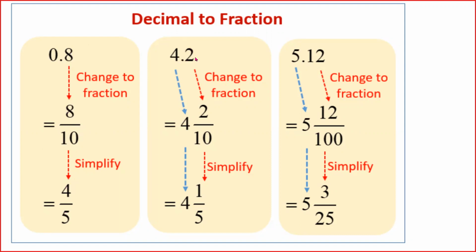Here we have 4.2. It's 4. I will write it. Then I'll change this one to a fraction. So I will say 2 over 10. And the last one here, if I have it as 5 and 12, I will say 5. And then how many numbers after the decimal point? They are 2, so I will write 100. And what are the numbers? They are 12. Then I will simplify as we said before.